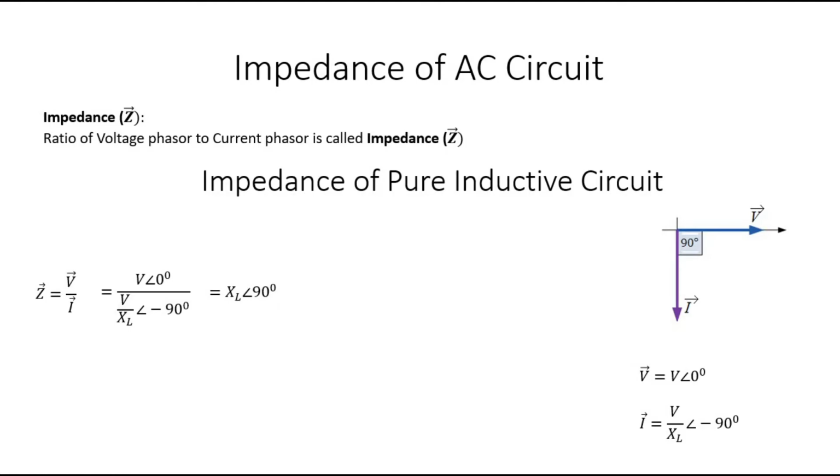Again this V will be cancelled, so it becomes XL angle 90. If we convert this from polar form, magnitude and angle, into rectangular form, A plus jB form, it will be XL cos 90 as the real part and jXL sin 90 as the imaginary part. Cos 90 is 0, sin 90 is 1. So the real part becomes 0 and it becomes jXL. Means if the circuit is purely inductive, if only inductance is present, Z will have only an imaginary part, jXL.